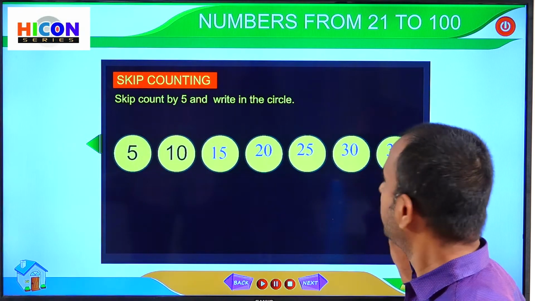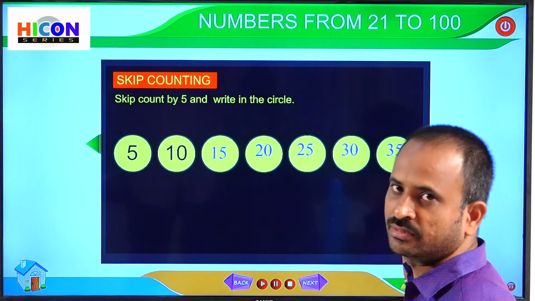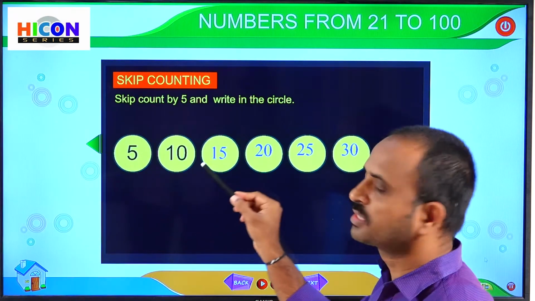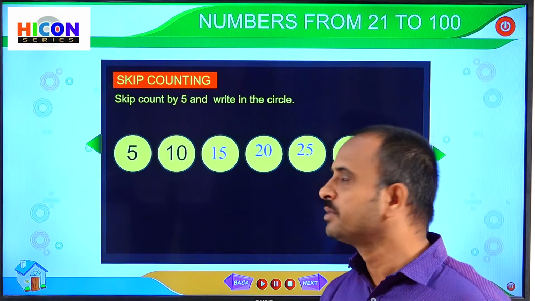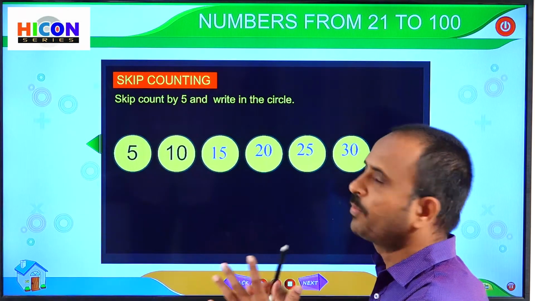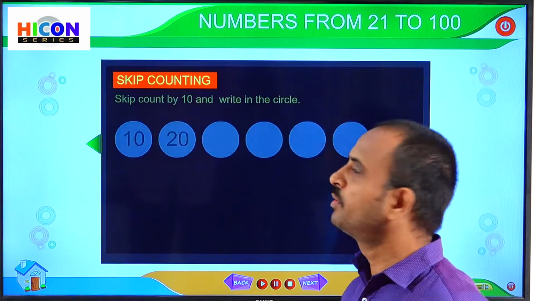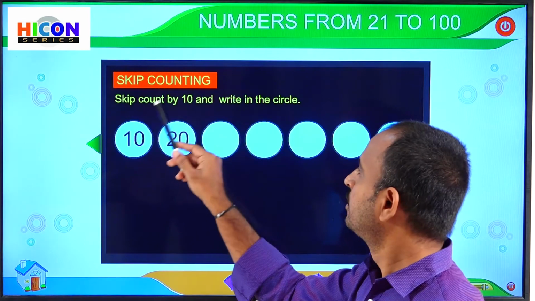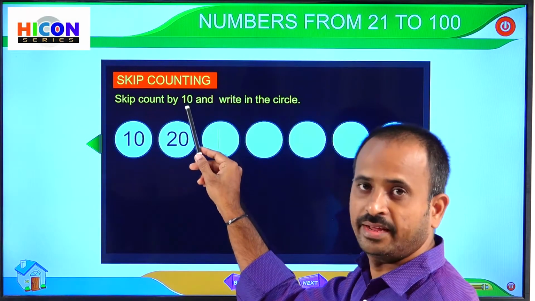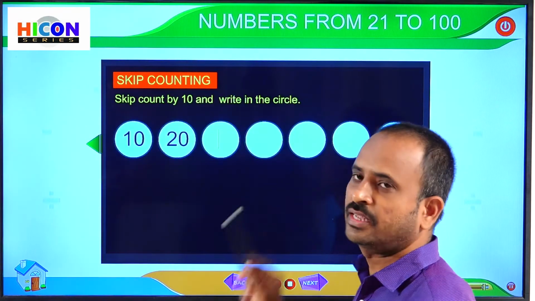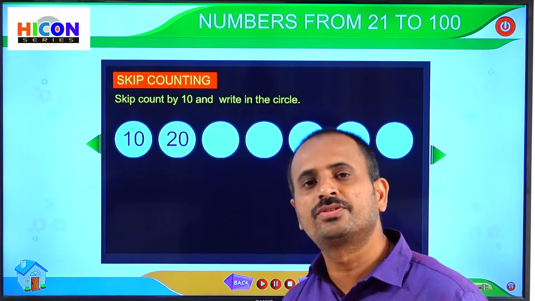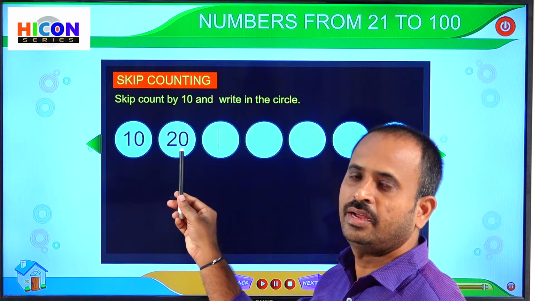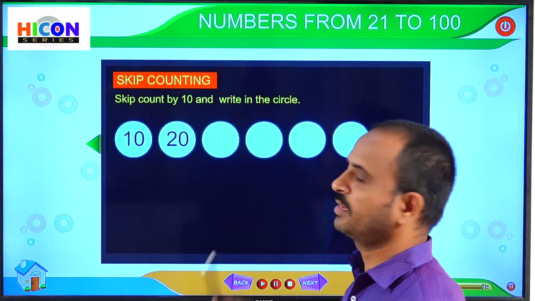So in this way, we can continue this addition and we can get larger and larger numbers. So this is called skip counting. So children, let us practice some more problems on this skip counting. And again, another example for skip counting. So here, skip count by 10 and write in the circle. So here again also, we have to add 10 for each number and write the number in the circle.